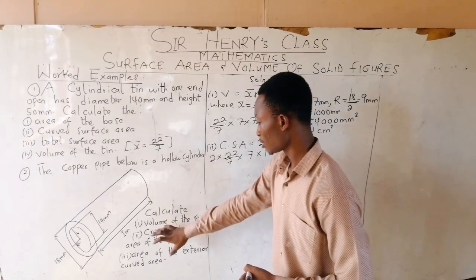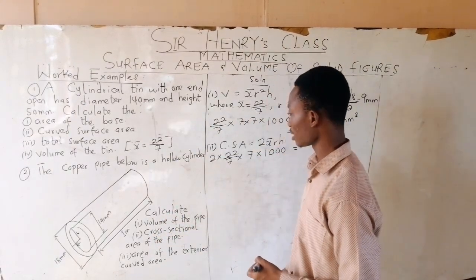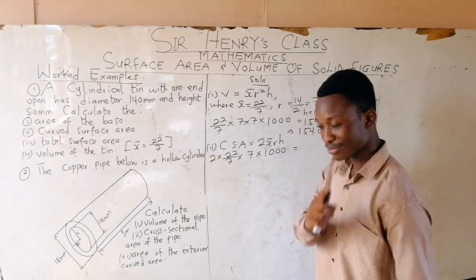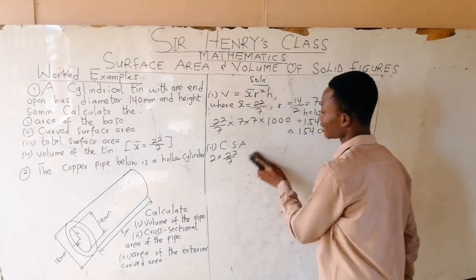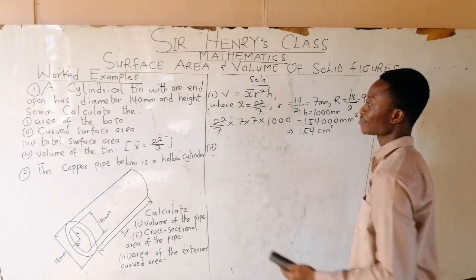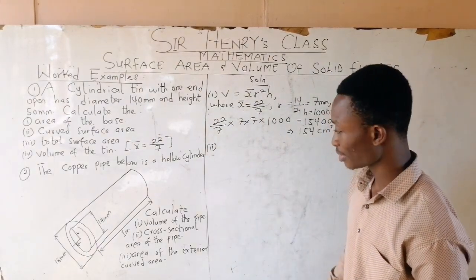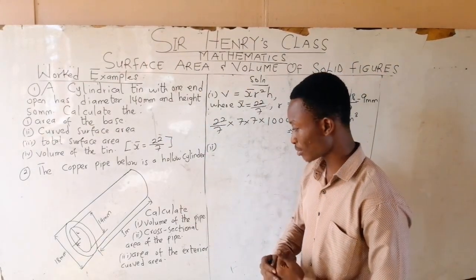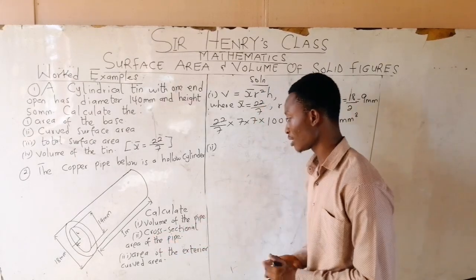Sorry, I'm going to find the cross-sectional area. Sorry, Dennis. The brain moves faster. So you are looking at the second one. Very sorry. The cross-sectional area of the pipe.